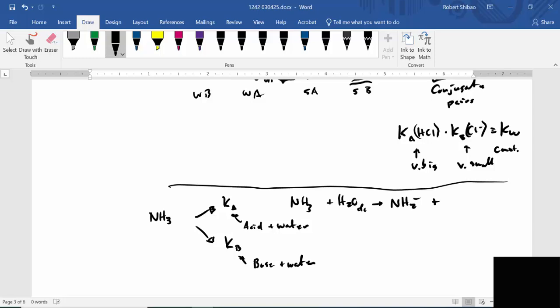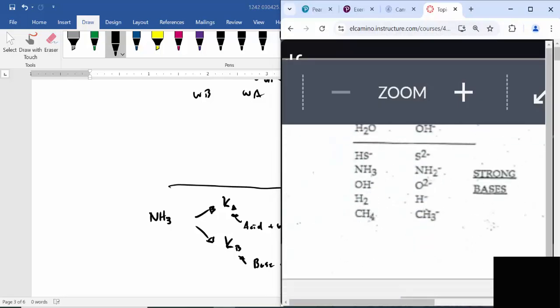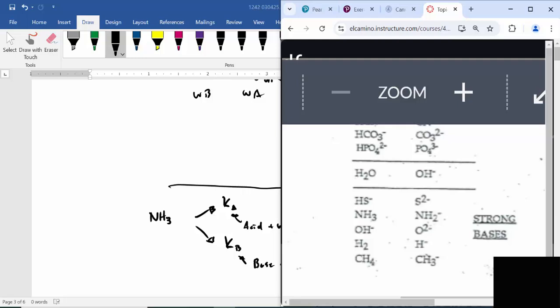And hydronium. Is ammonia a very good acid? Let's take a look at where ammonia is. Is ammonia a very good acid? No. It's one of the worst acids on the table. And its conjugate base is NH2 minus.